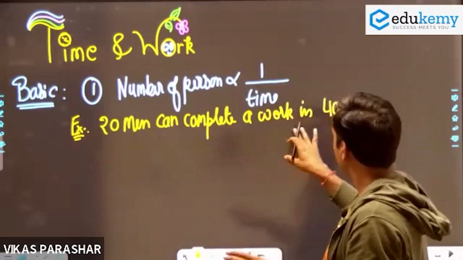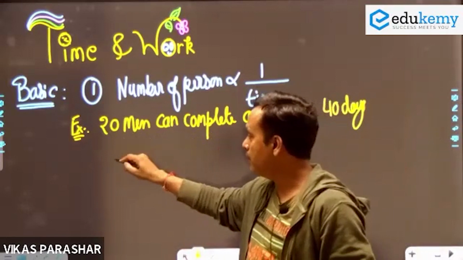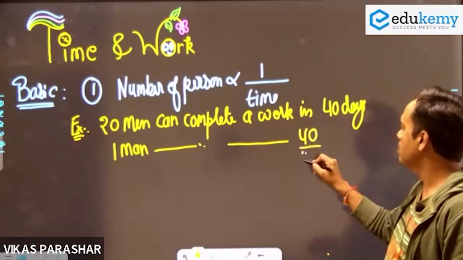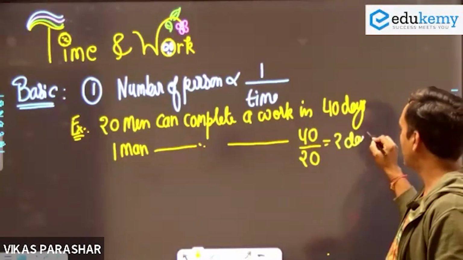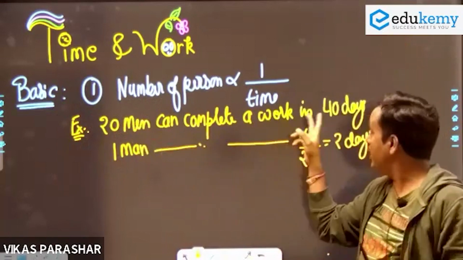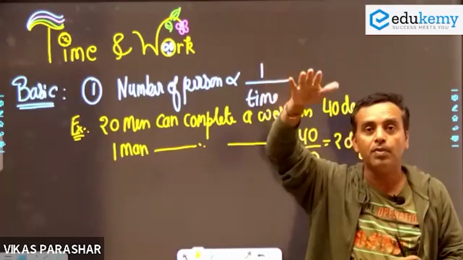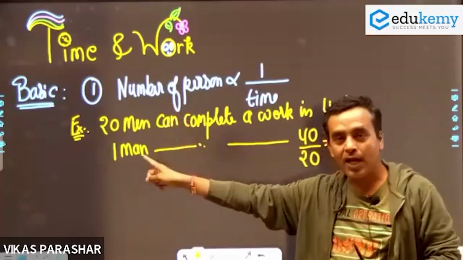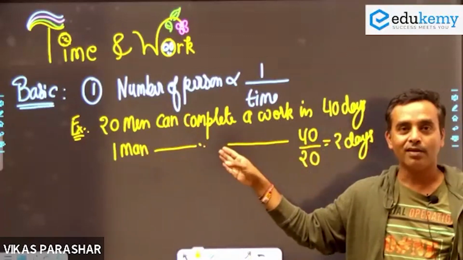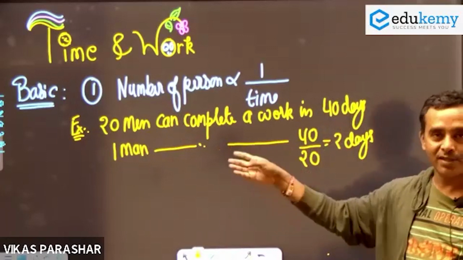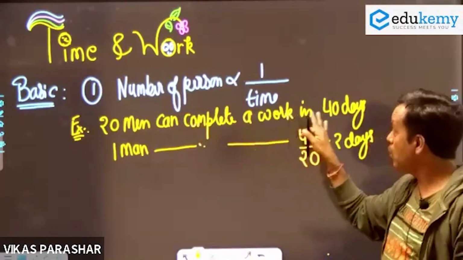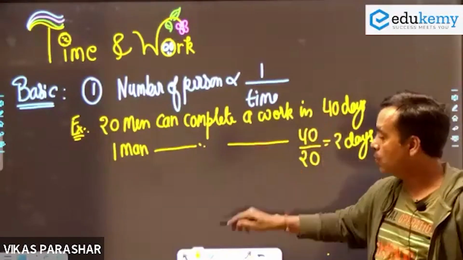20 men can complete a work in 40 days. So can you write one man completes the work in कितना? बोलो जल्दी से बोलो. अच्छा तो 20 मैन आए और 40 डेज में काम किया. 40 डेज मतलब 1 मंथ और 10 डेज. और 1 मैन आया और उसने 2 डेज में काम कर दिया. रजनीकांत है क्या? And 20 men took the 40 days. So my math is wrong.